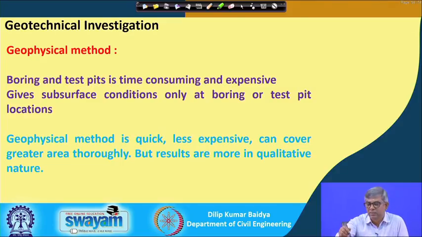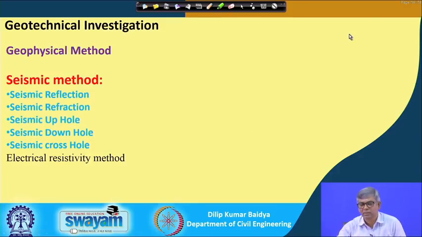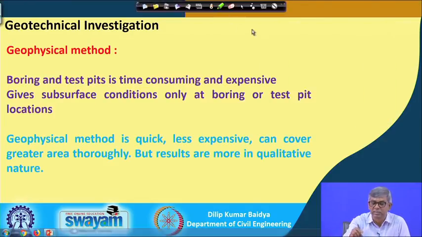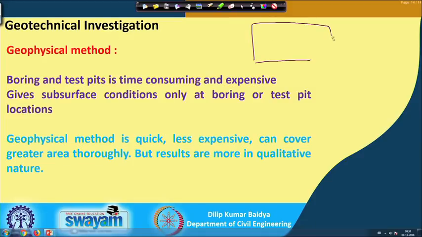That means, suppose this is the site, and I have carried out SPT here, here, and somewhere here. Whatever information I am getting related to these points, I consider the average of all three as the site condition sometimes. So, we are getting the information only for particular points. That is the limitation of this type of SPT and CPT test.